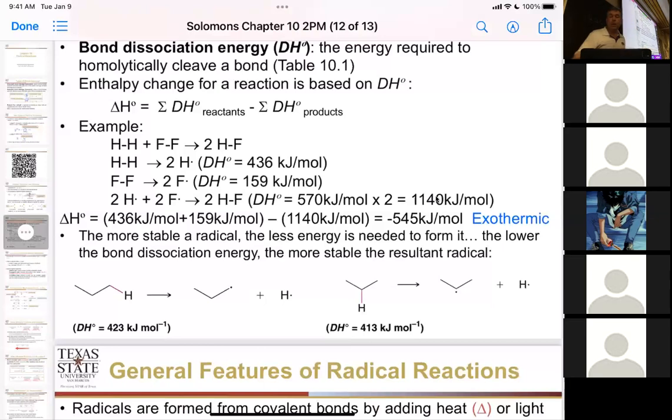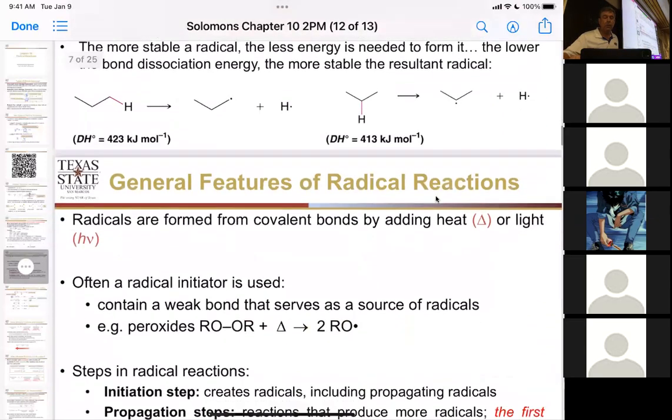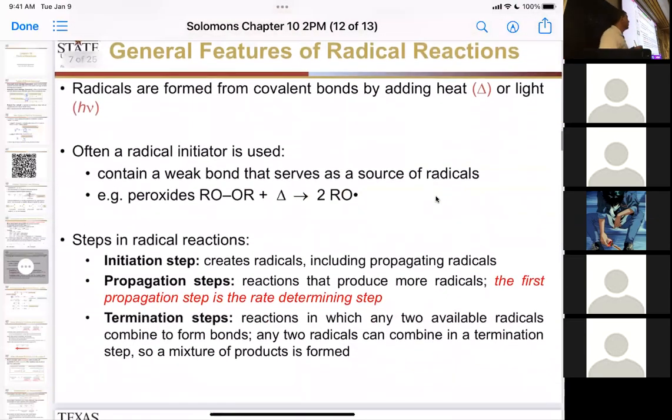Okay, so there are some common features in all radical reactions. Remember, a radical reaction only does two things. It can abstract a hydrogen or it can add across a double bond. So we have to get that reaction started somehow. The easiest way to get this started is what we call an initiator. An initiator is something with a weak bond that'll give us two radicals. One of the most common ones is peroxides, or an oxygen-oxygen bond.